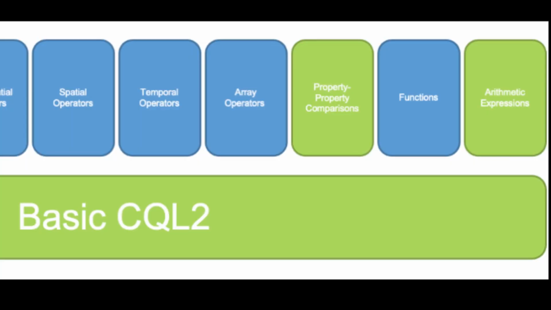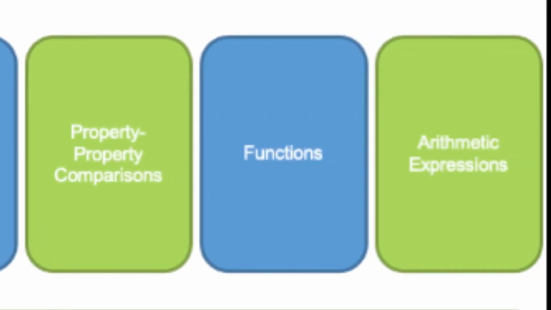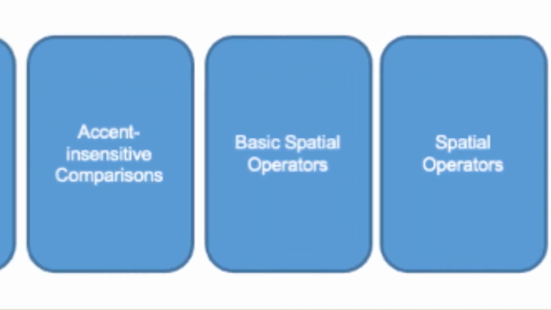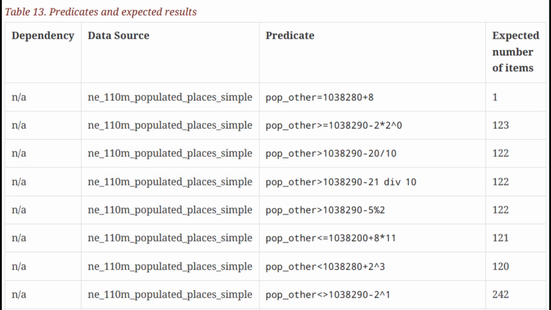Support for specifying filters using CQL2 expressions was developed in this task, including support for basic CQL2, property, and arithmetic expressions conformance classes for the CQL2 text expression encoding. Support for additional conformance classes remains to be developed. In order to properly test the implementation, the Natural Earth dataset referenced by the CQL2 abstract test was loaded as a collection on the Gnosis Map Server.